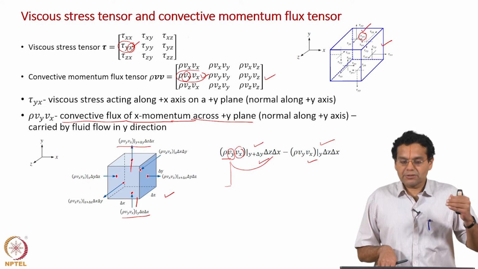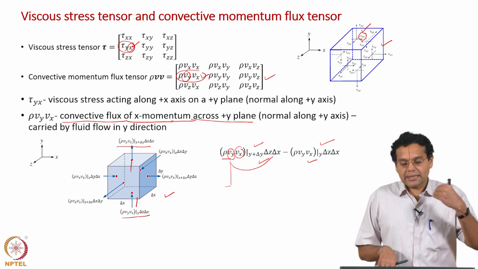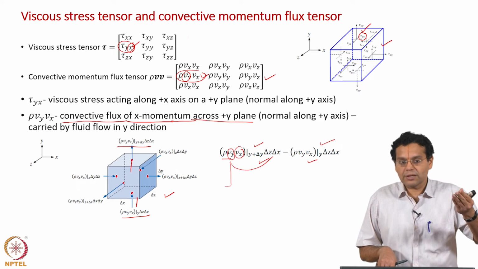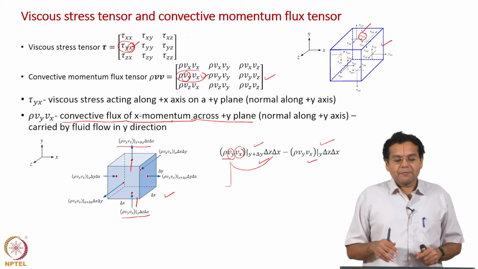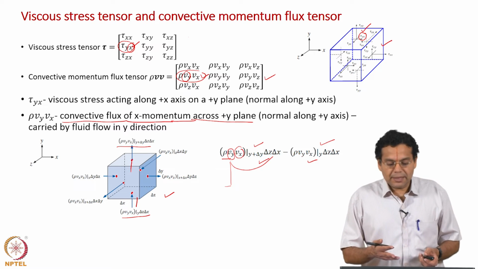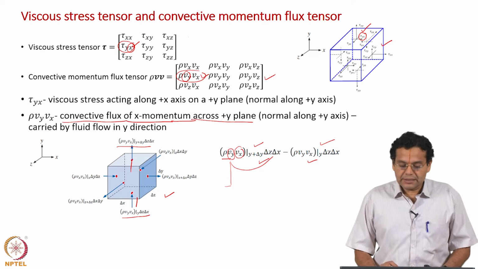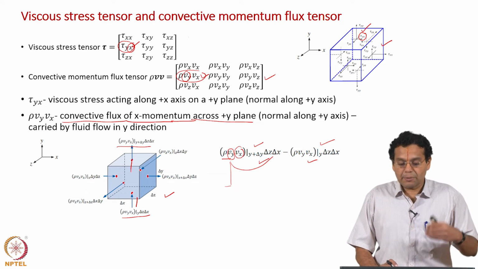The first represents the direction of the plane in both cases. The second one represents the direction of the force in one case, and in the second case it represents the direction of the momentum. That is why we call them tensors, one as the viscous stress tensor, the other as the momentum flux tensor.